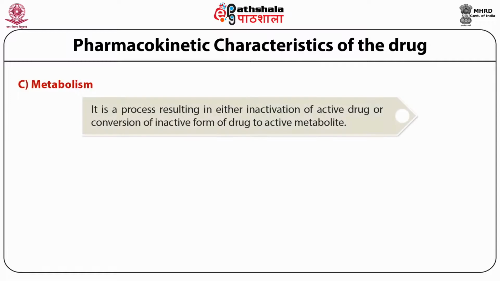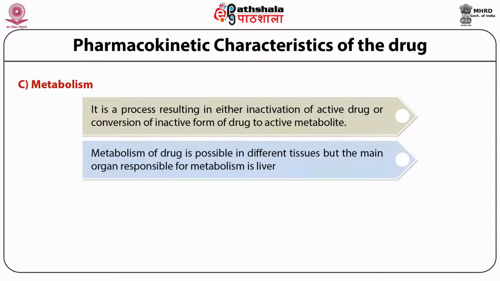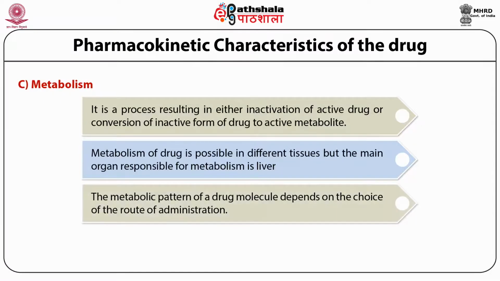Drug metabolism is a process which results in either inactivation of active drug or conversion of inactive form of drug to active metabolite. Metabolism of drug is possible in different tissues, but the main organ responsible for metabolism is liver, where many enzyme systems are present for different types of metabolic alterations of drug molecules after drug absorption into systemic circulation. Thus, the metabolic pattern of a drug molecule depends on the choice of the route of administration.